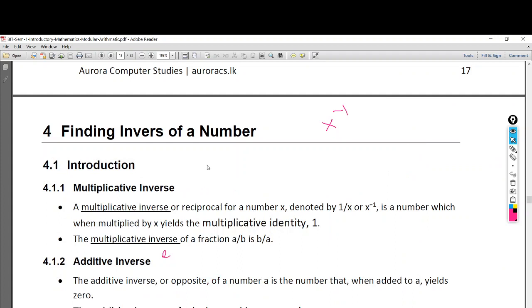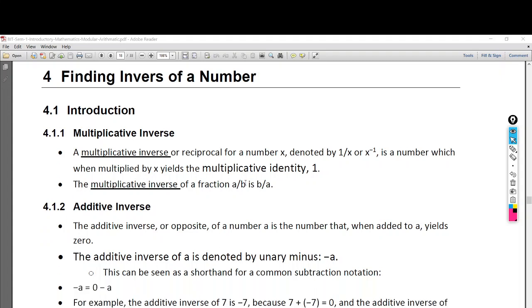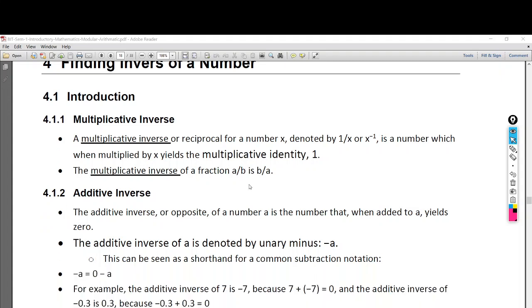Right. So any questions up to now? Because you can't have any doubts, right? In maths, either you know it or you don't know it. There's nothing called halfway. Right. So let's move on to the inverse then.